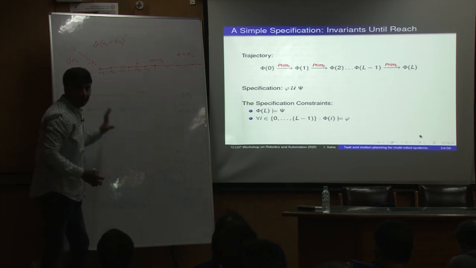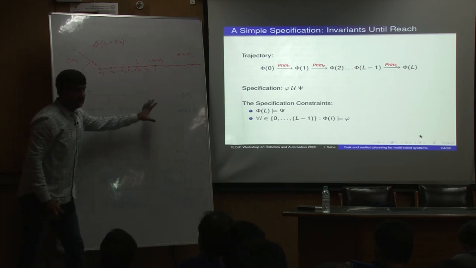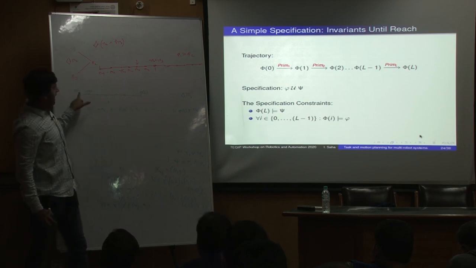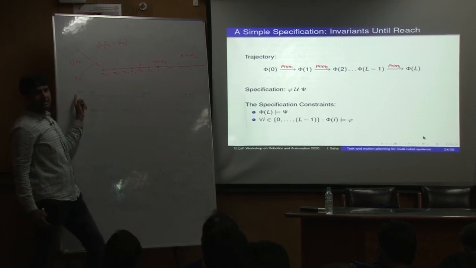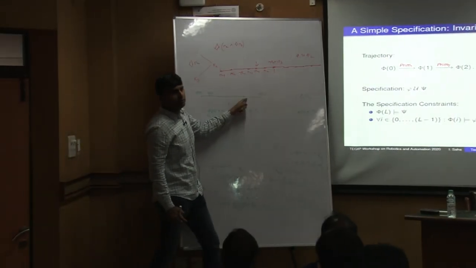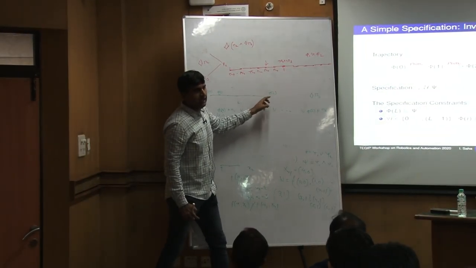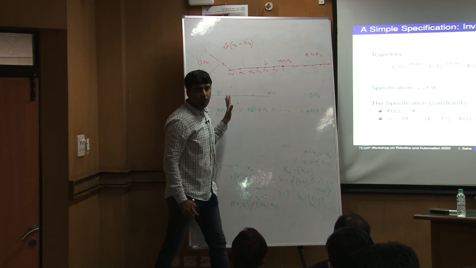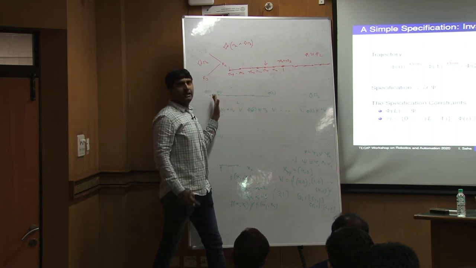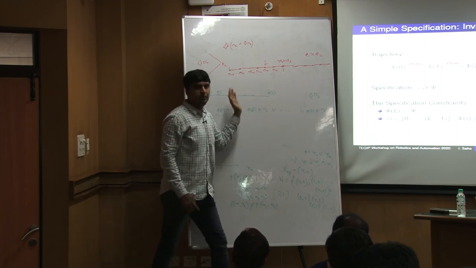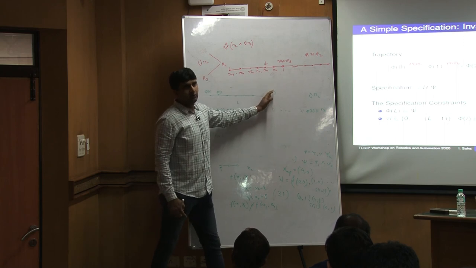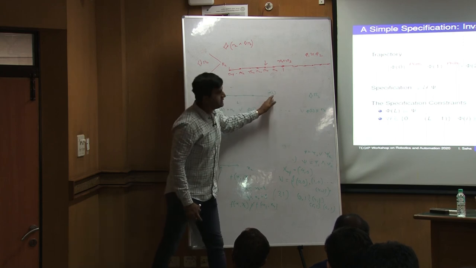So if you impose this constraint, you are saying that either pi 3 will be true in the first step, or it will be true in the second step, or it will be true in the third step. And if the solver can give you a solution, then you know that pi 3 will eventually be satisfied by a trajectory of length L.